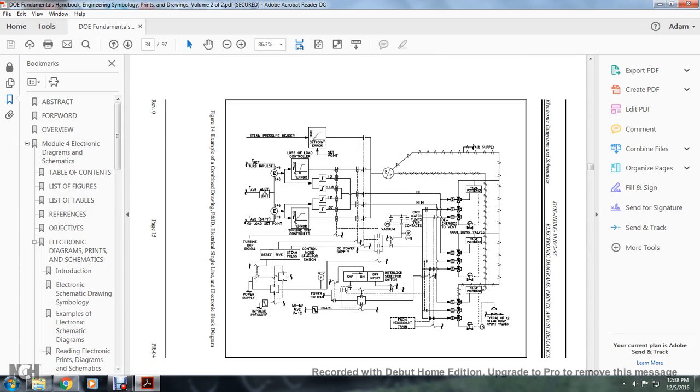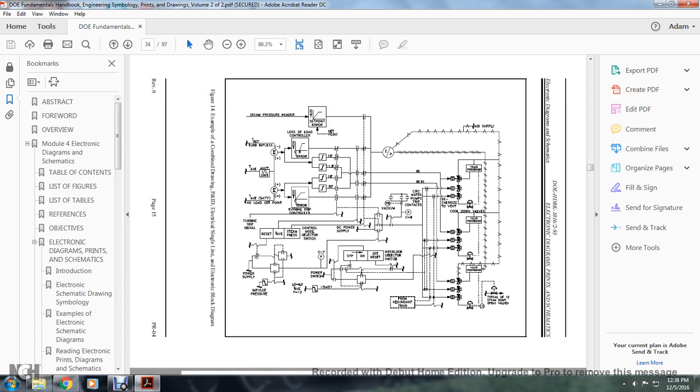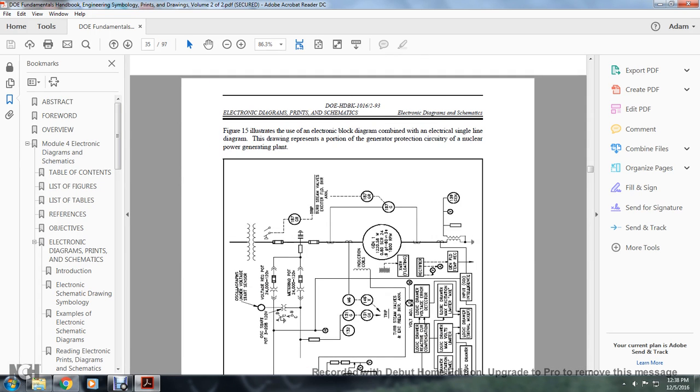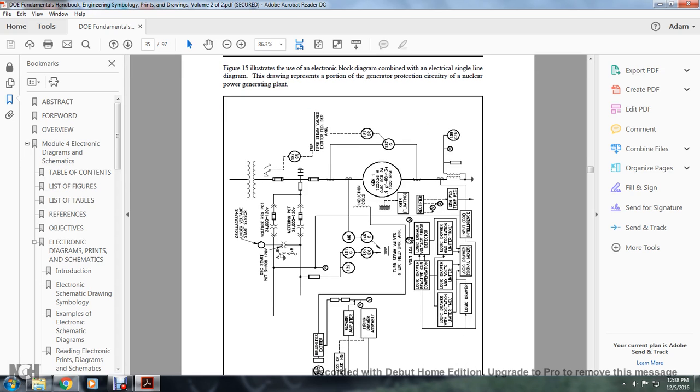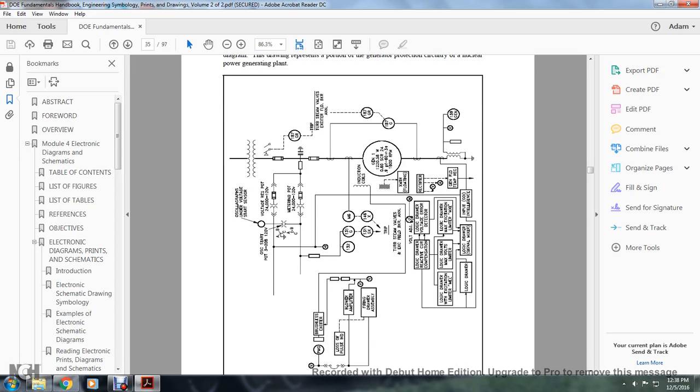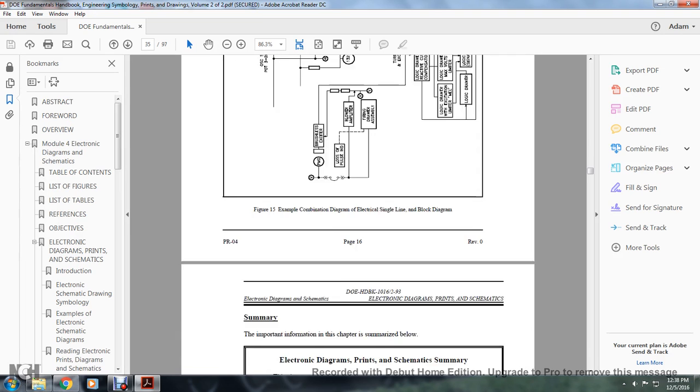So you have your basic steam pressure header moving into a pair of contacts and non-contacts, with the contact that runs into a, I don't know. This is very complicated. Figure 15 uses an electronic block diagram combined with electronic single line. The drawing represents a portion of the generator protection circuitry in a nuclear power generation plant.